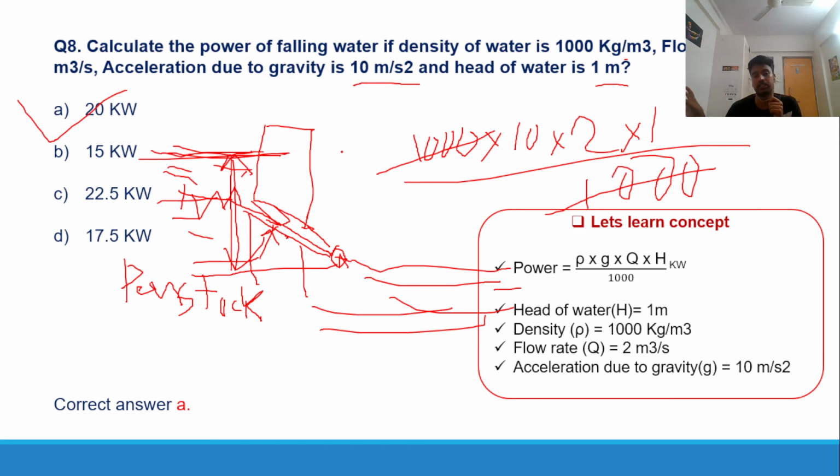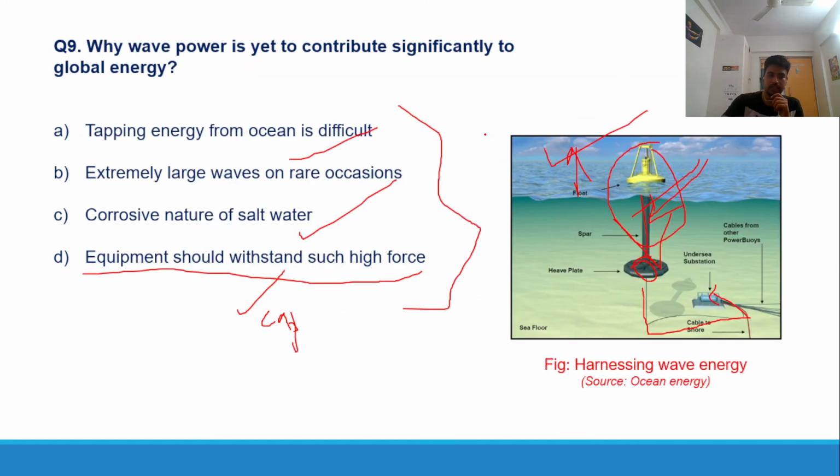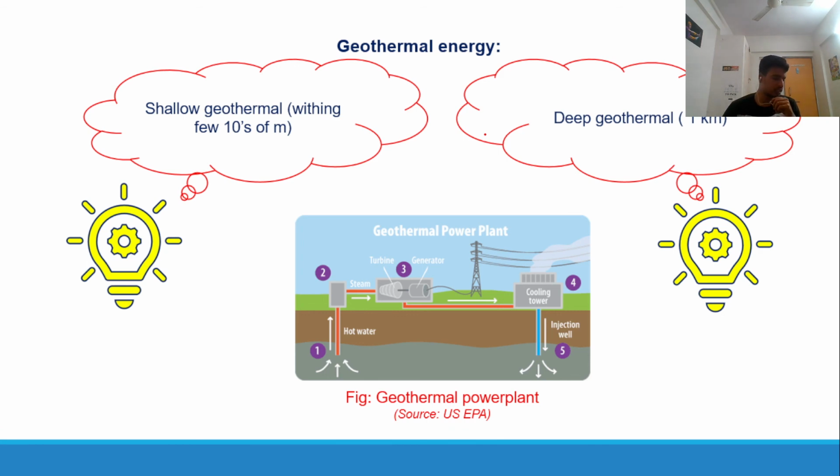That's like 20 room heaters. So that is the capacity of 1 meter of water. What happens in dams? In dams we have hundreds of meters of water. That's why the capacity is 200 megawatts, 250 megawatts, 125 megawatts. Such high capacities are there for dams. Now this slide has been discussed, wave power. Now we discuss the last slide, geothermal energy.